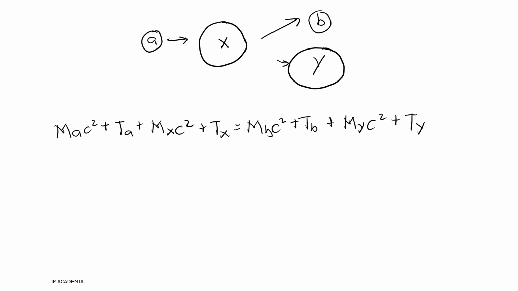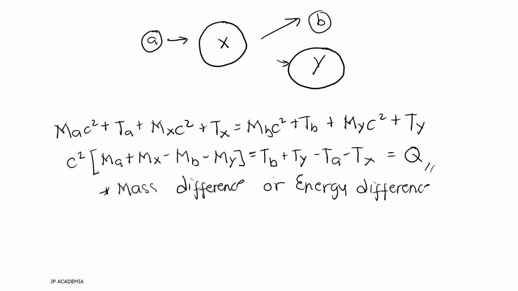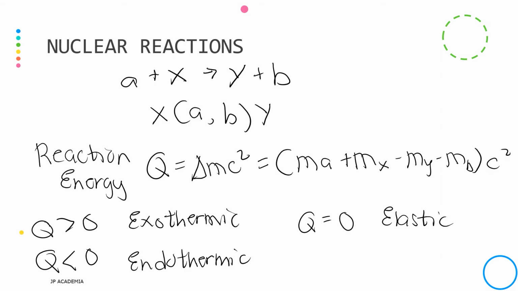By rearranging this equation, we can have the following. The reaction energy Q is defined as the mass difference shown here, or the energy difference. So this is the energy after the reaction minus the energy before the reaction. Again, this can be written using this shorthand notation shown here.